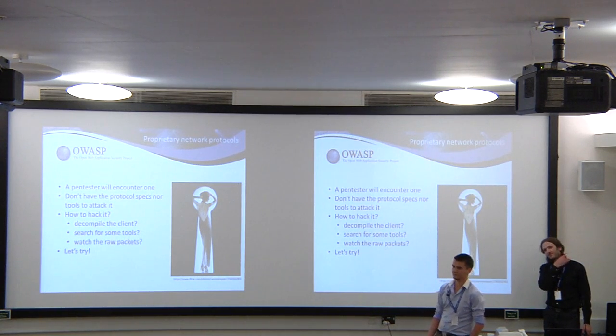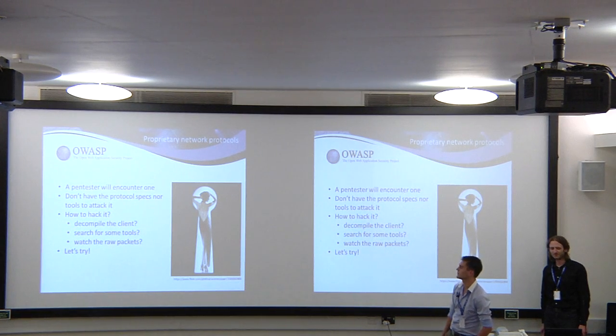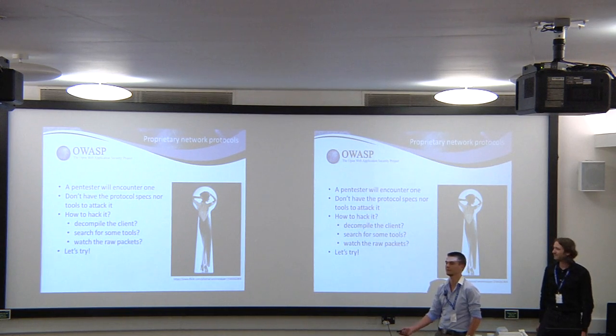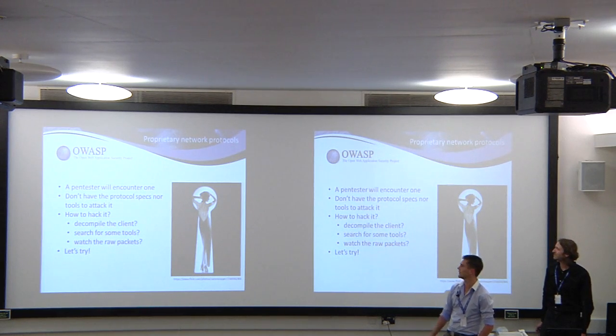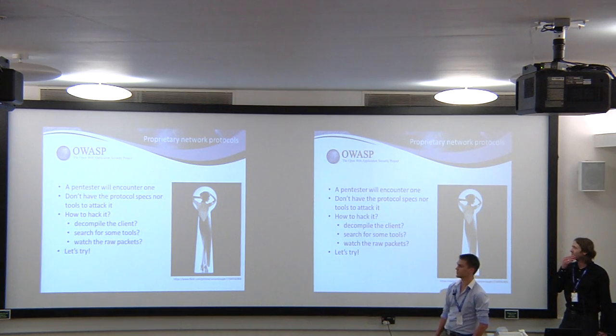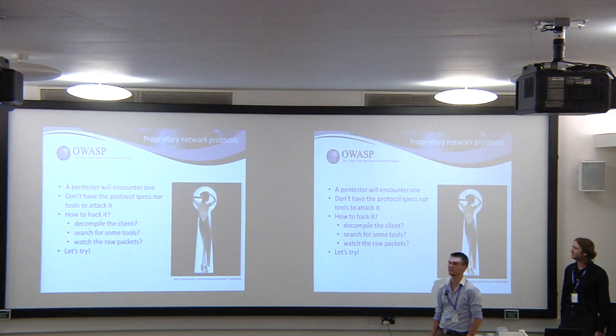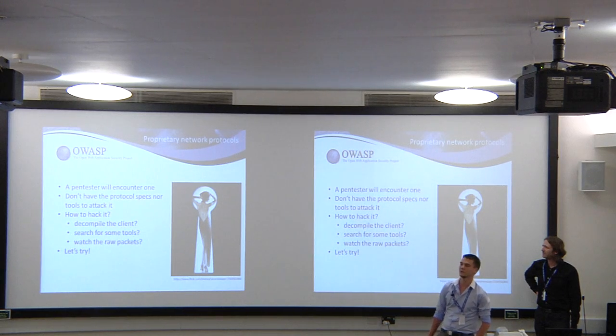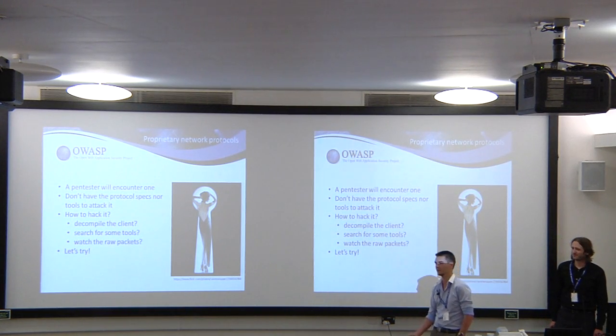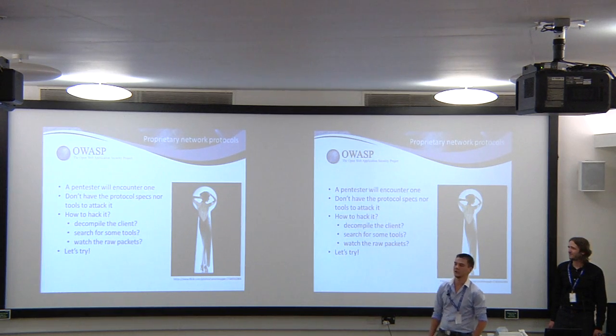So what are the ways to test proprietary network protocols? You can decompile the client if you've got, for example, a fat client in Java. You can decompile it, analyze what the software does, and then write your own client. You can search for tools, for example Scapy for intercepting the traffic. But what we do mostly, and what worked in our cases, was watching the raw packets on the cable, analyzing them just with our minds, and writing our own clients or replay scripts for these protocols, only tampering with some data.